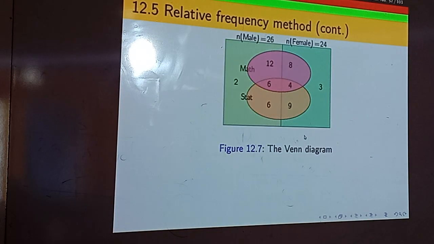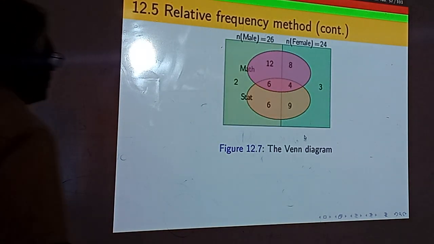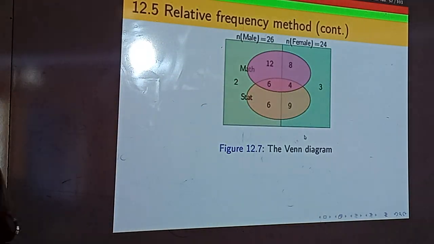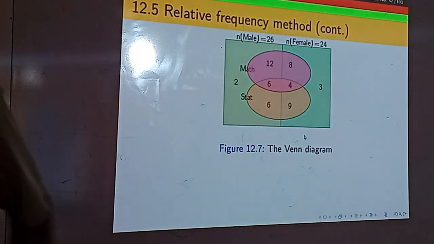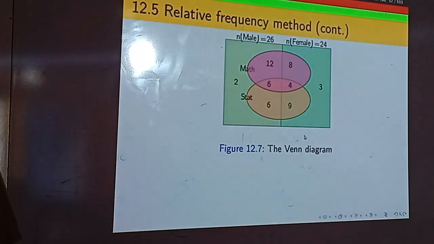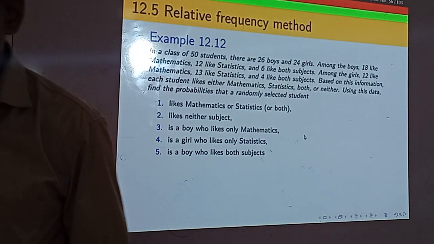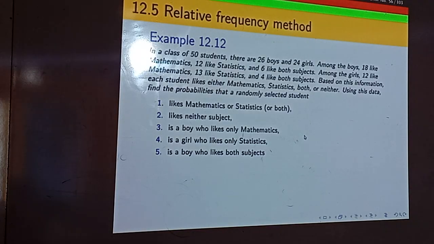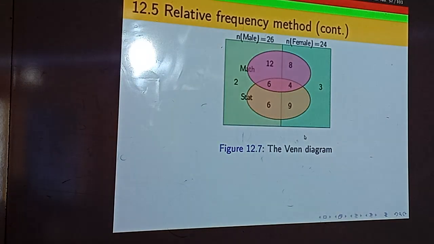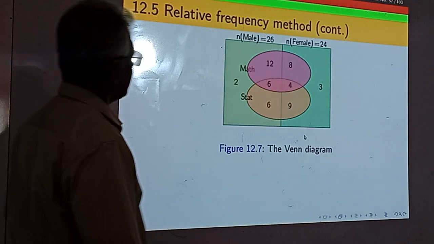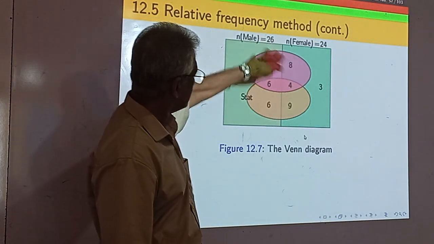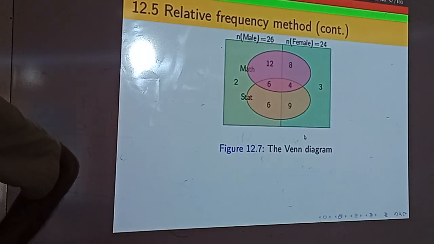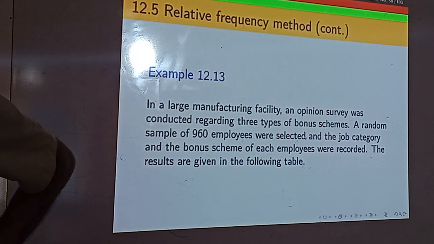Likes neither subject. That means this one here, right? 5 divided by 50. That's how we calculate the probability. What is the probability that a randomly selected student is a boy who likes only mathematics? Boy only math is this. So 12 divided by 50 and so on. So I think that's easy.